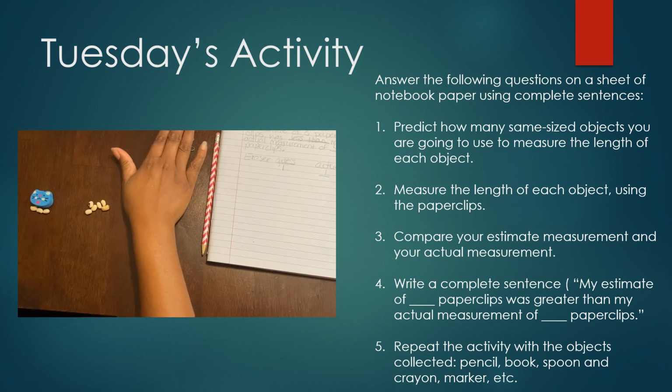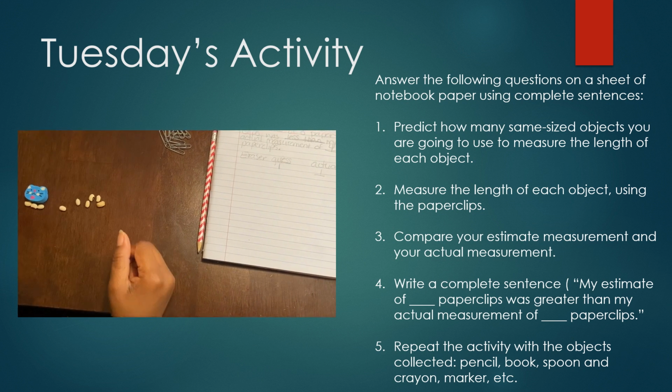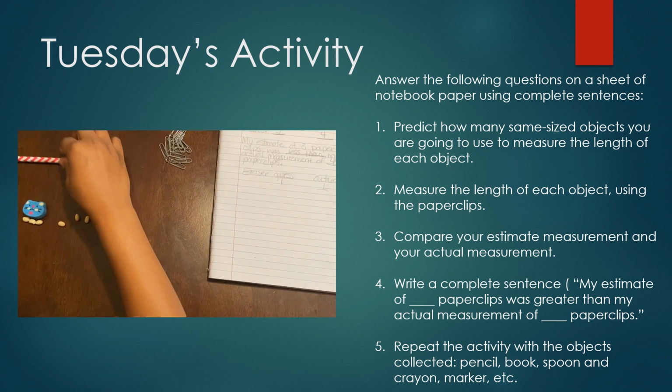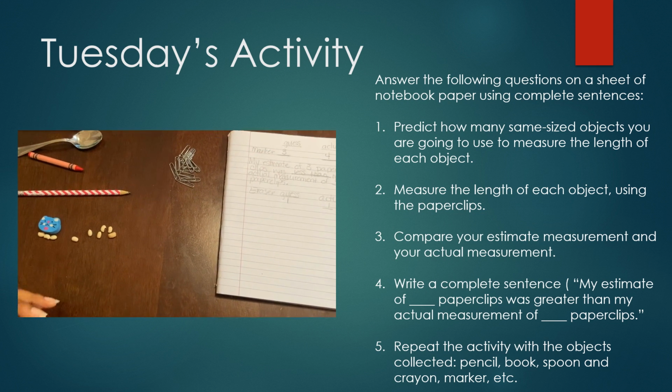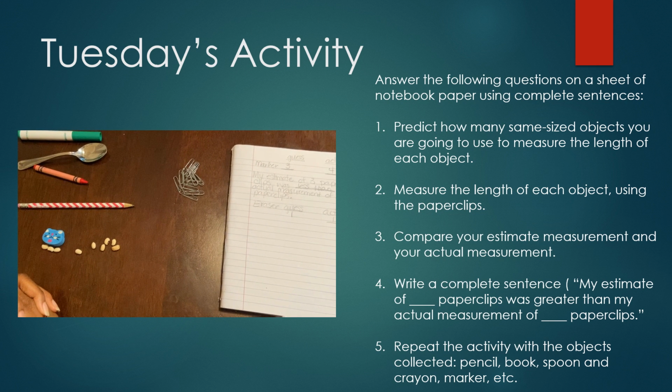If you don't have paper clips, just look for any other small item you can use to measure your objects. And then repeat for the rest of your objects that you found for the activity today. Okay, and I meant the eraser was 3 beans long. You'll repeat this activity with the complete sentence for each of the other items you collected for Tuesday's activity.